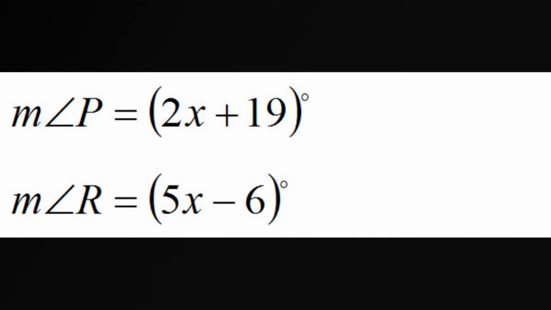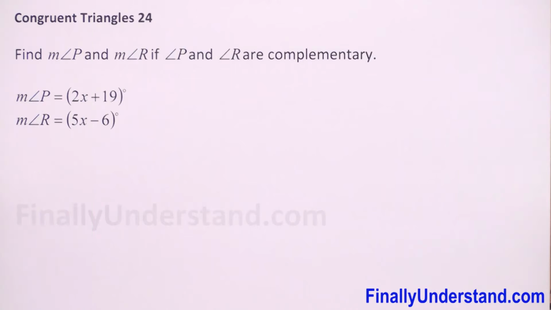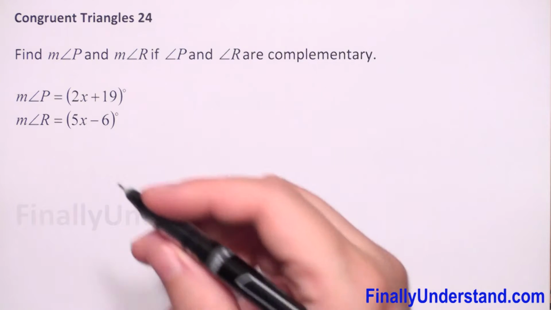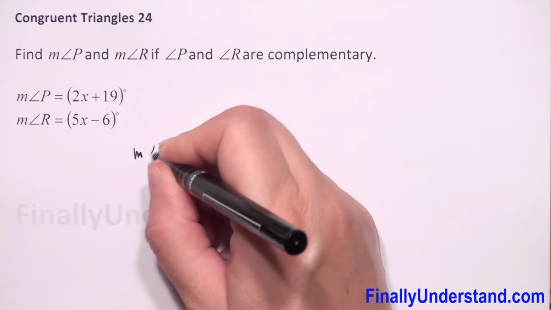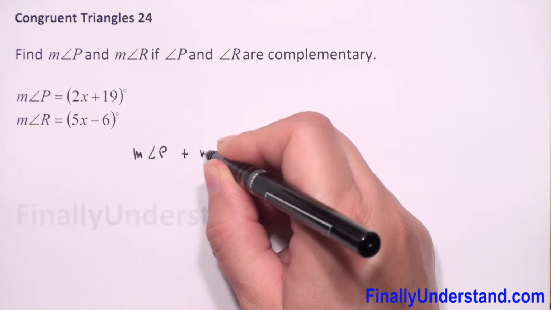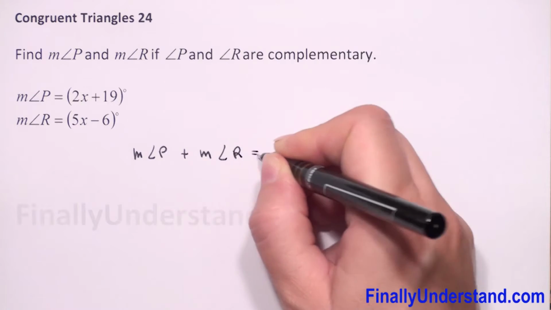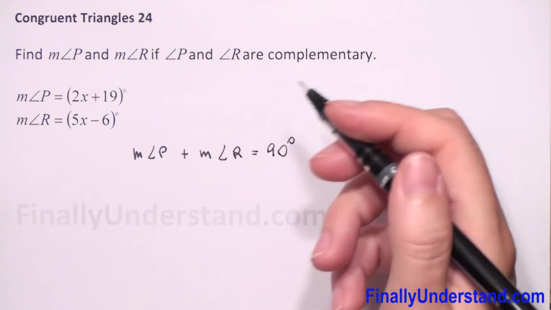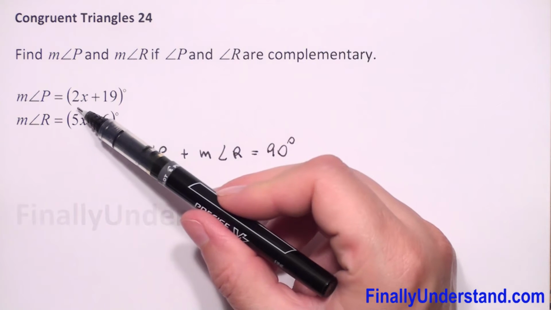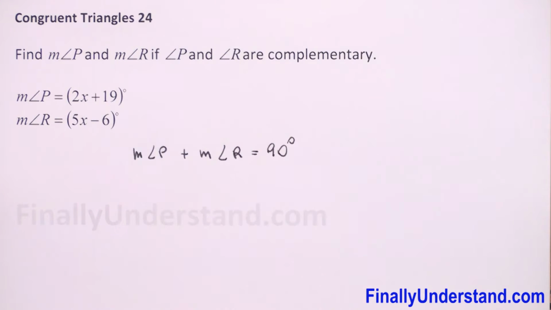Find the measure of angle P and measure of angle R if angle P and angle R are complementary. We know that angles are complementary angles if the sum of the measures is 90 degrees. So we can write the equation that measure of angle P plus measure of angle R is 90 degrees. Now we will substitute the given expressions.